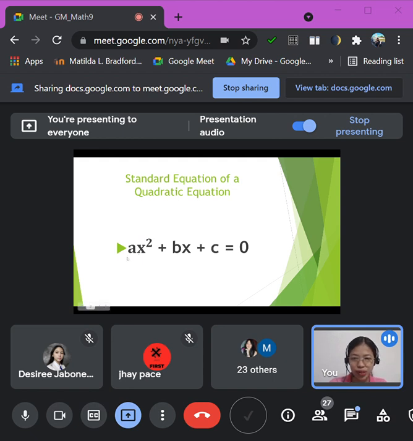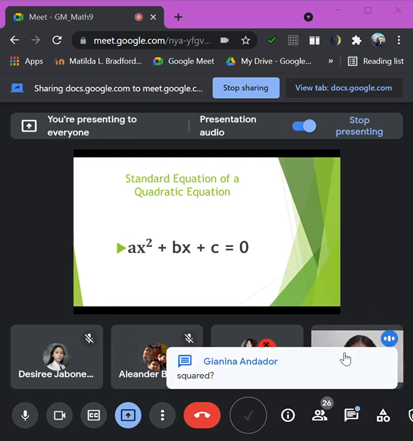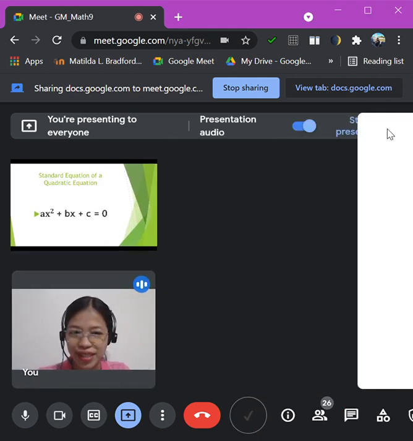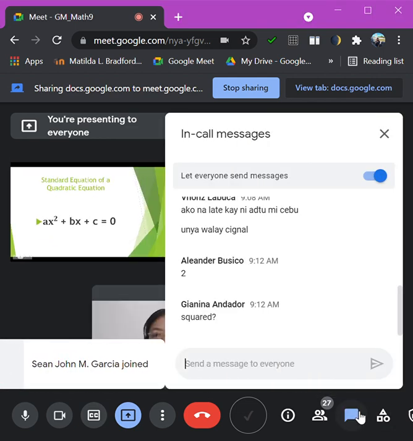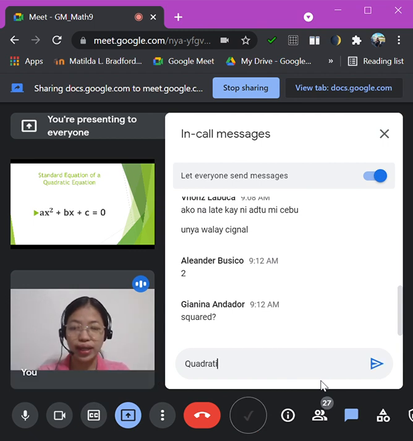So what do we call this first term, class? Since it holds a raised to the power of 2, what is the name of the term? Ax squared. Okay, the first term that you can see there has the squared part. We call this our quadratic term. Don't forget that is our quadratic term.